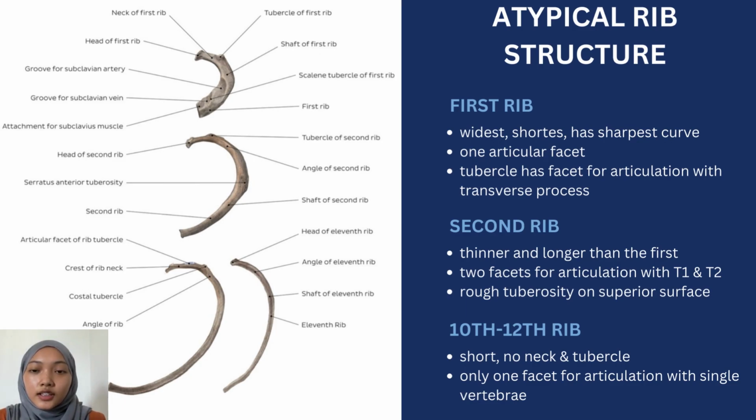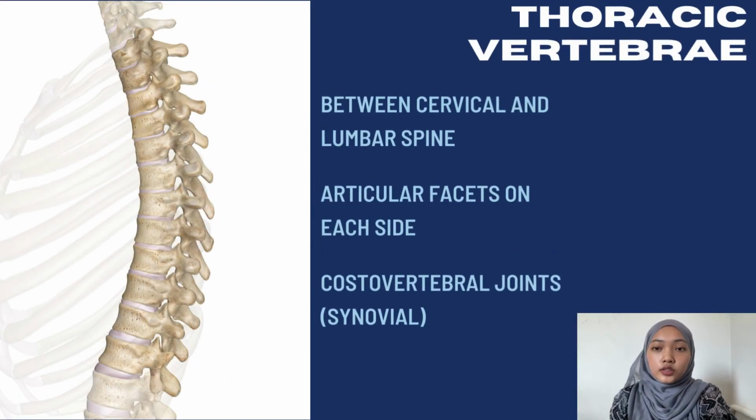And for the 10th, 11th, and 12th ribs, they have only one facet and they only articulate with a single vertebra. The 11th and 12th ribs in particular are short and have no necks or tubercles. Thoracic vertebrae is located between cervical and lumbar spine. It provides posterior attachment for the ribs, some thoracic wall muscles, muscles of the upper limb, abdomen, and also back. It consists of 12 vertebrae that are distinct in shape and function from others. The bodies of the thoracic vertebrae are medium-sized and heart-shaped.